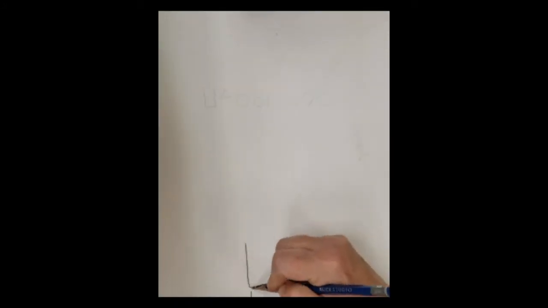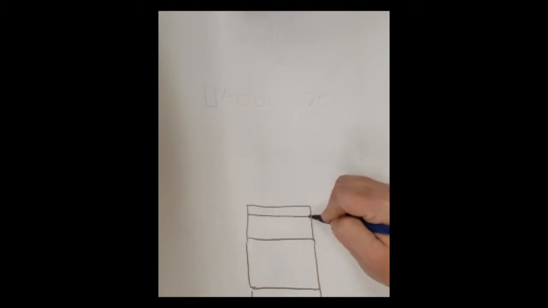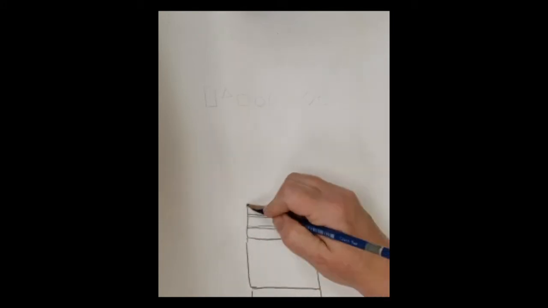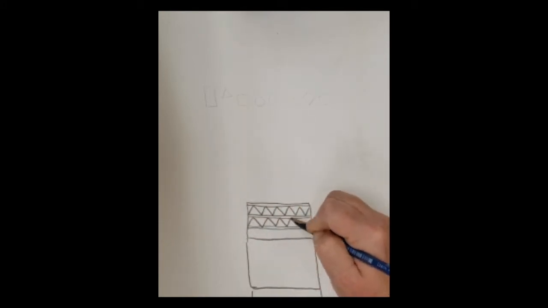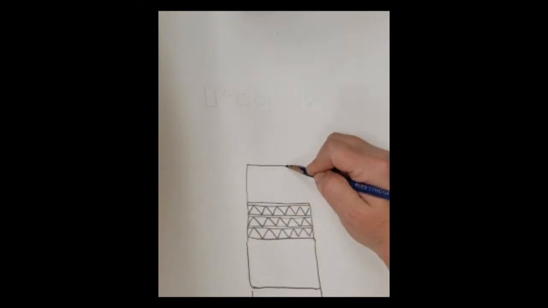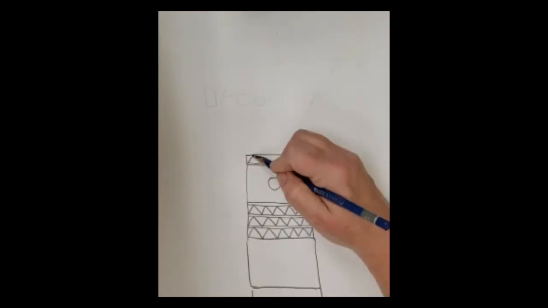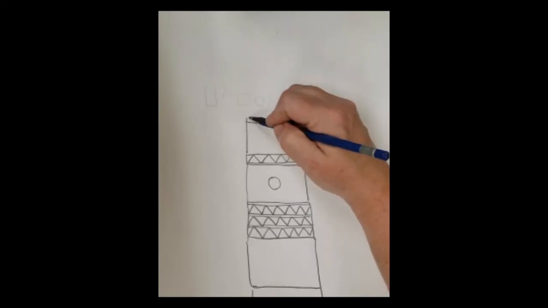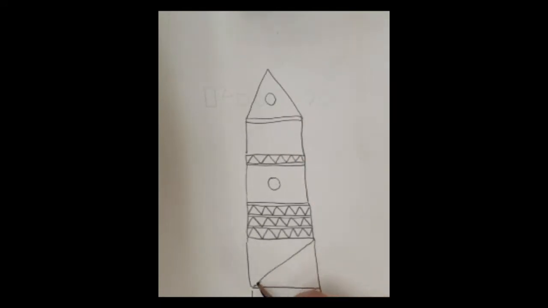All right. Okay, we're gonna start out by drawing a building of some kind. And we're gonna use geometric shapes for that. You're gonna notice that I repeat the patterns throughout the drawing to add interest and to balance it out. So we're gonna start with geometric shapes for the building.